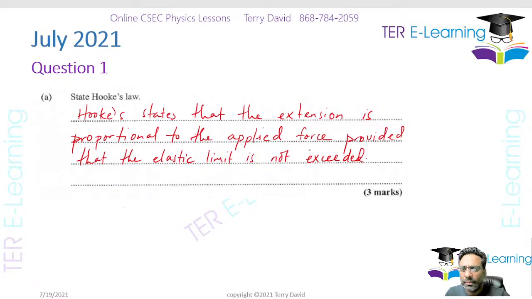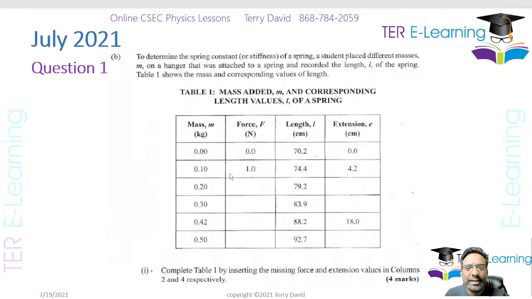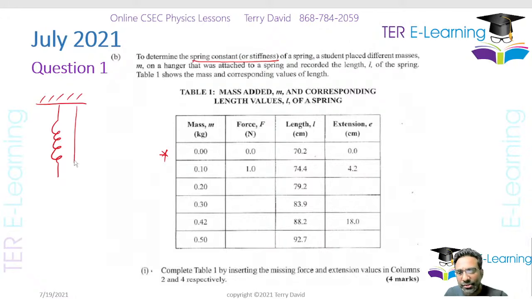The next part, so that first part was a straight definition. The next part now, to determine the spring constant or the stiffness, so that's what spring constant is. It's the stiffness of a spring. A student placed different masses M on a hanger that was attached to a spring. So basically what they're telling us is that we have a fixed support and we have a spring, right? And when you have nothing attached to the spring, the length of the spring is 70.2. So that's my length of my spring here, right? So this here is L0, or my original length, which is 70.2 centimeters.